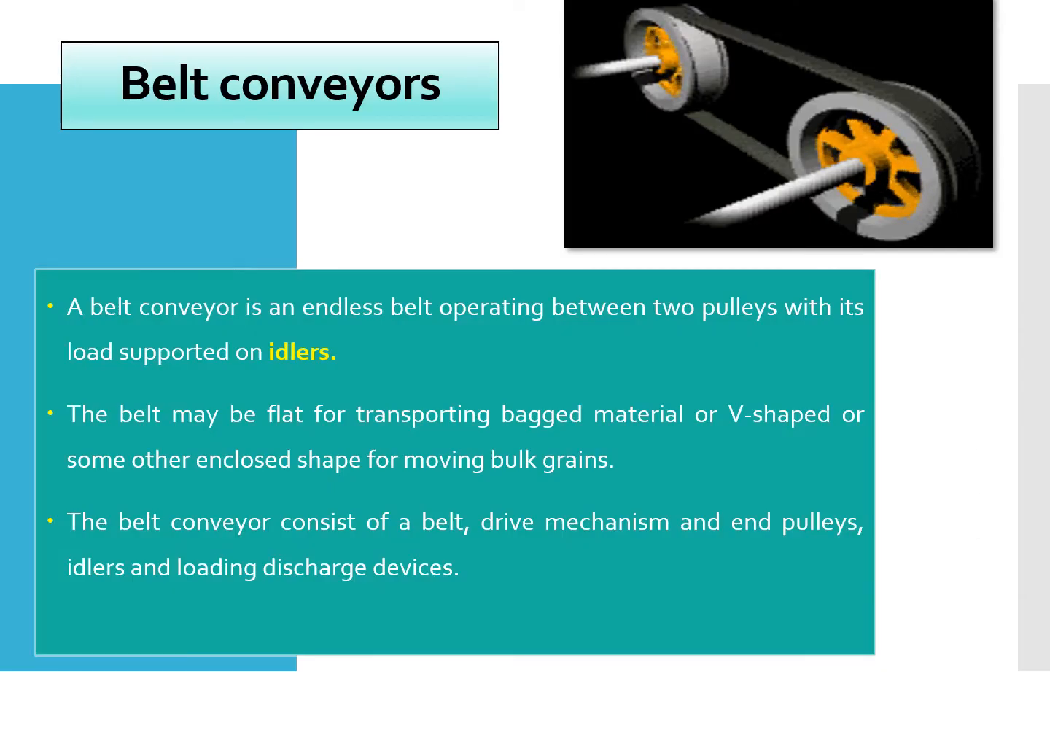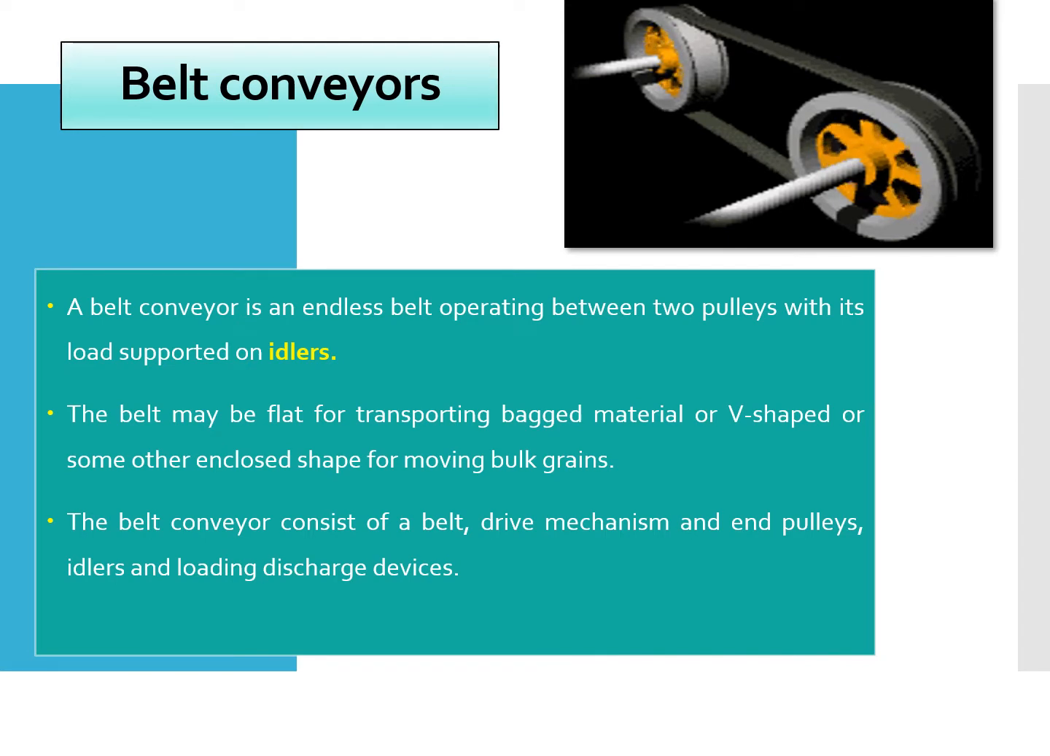Now come to the belt conveyors. As you can see in the diagram, a belt conveyor is an endless belt operating between two pulleys with its load supported on idlers. This idler topic is very important from an exam perspective. Most of the time it is asked in the exam what an idler is and what its working principle is.